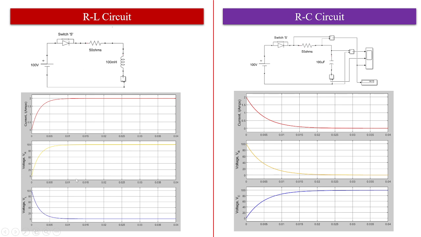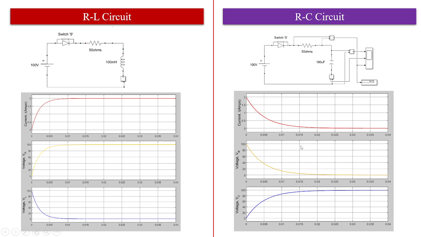You can see for the RL circuit how the current is increasing, and the resistor voltage is also increasing, because in a resistor the voltage and current will follow the same waveform but the amplitude will be different. Okay, so you can see the current is rising from 0 to 2 amperes, and when that is multiplied with 50 it becomes 0 to 100 volts. So that is the important thing you need to observe over here. And the voltage across the inductor is exponentially decreasing.